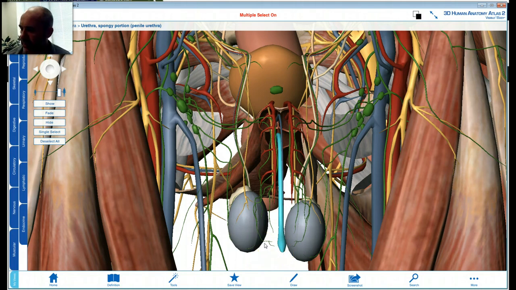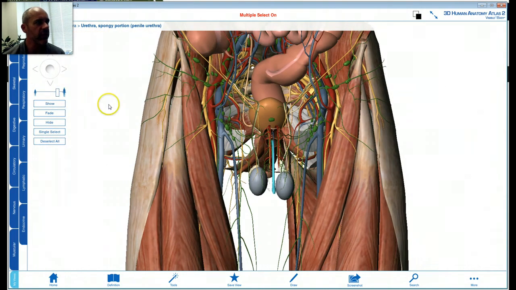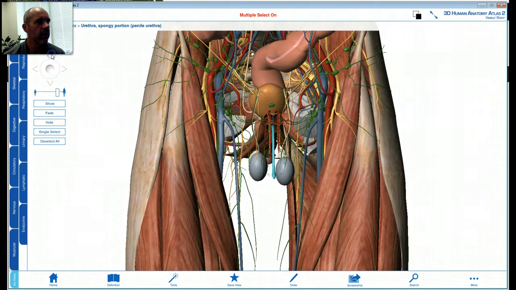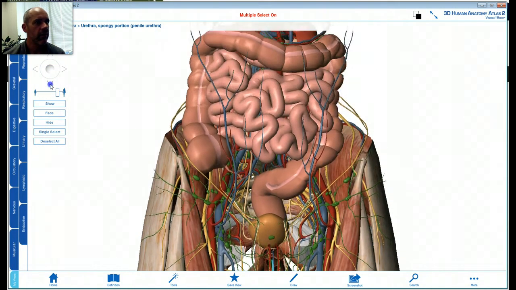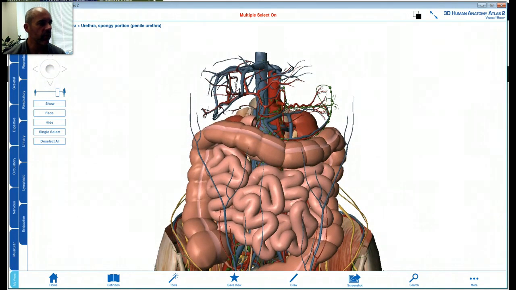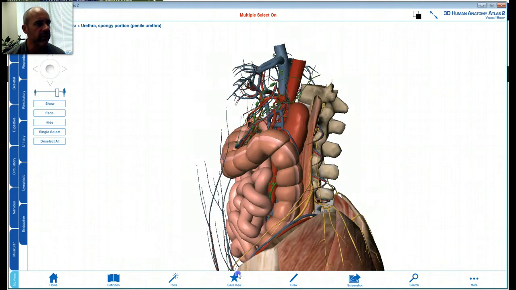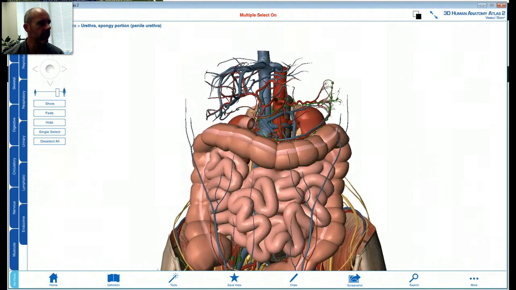Okay, and I believe I've covered everything. Did we do everything? We didn't do the spleen. Hang on just a second. Let me bring the spleen up for you. I'm going to have to bring up a different view because the spleen, I think, has been stripped off of this particular view. Yes, it has. Let me bring that up for you.